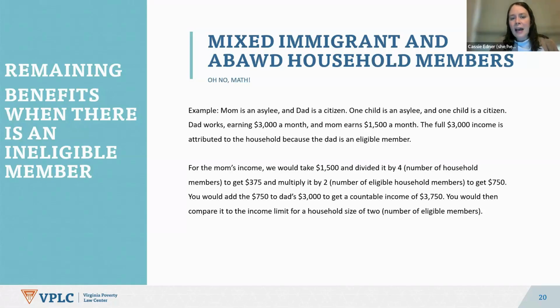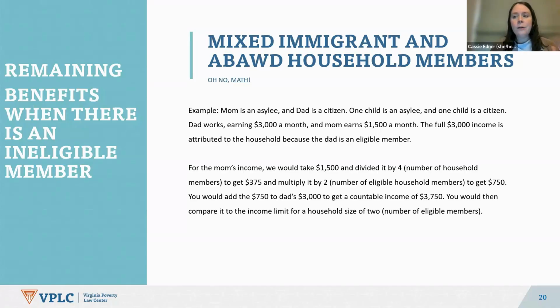So I have a hypo where mom is an asylee, dad is a citizen. One child is an asylee, one child is a citizen. Dad works, earns $3,000. Mom earns $1,500 a month. You include the full $3,000 of the dad's income because the dad is a citizen, but you prorate the mom's income. So for her, you would take the $1,500 and divide it by 4, the number of household members, and you multiply it by the number of eligible household members too. So you would get $750 in countable income. When you add that to the $3,000, you get a total countable income of $3,750, but you only compare it to a household size of 2.